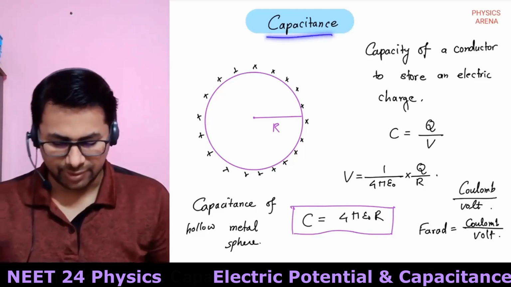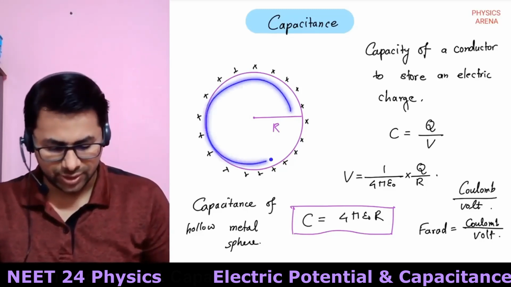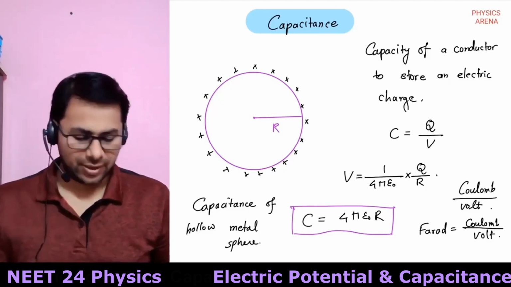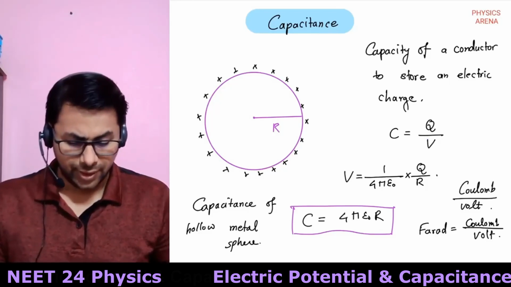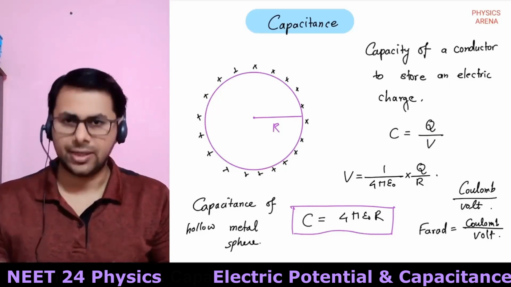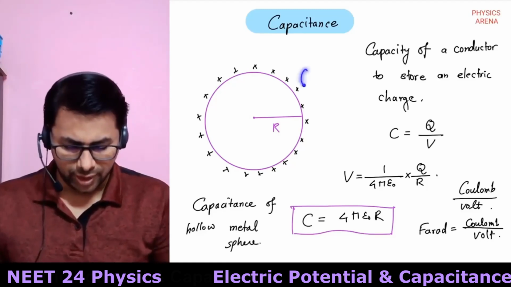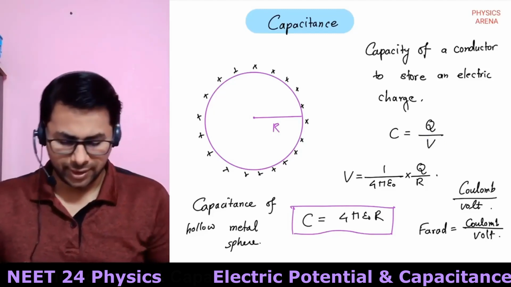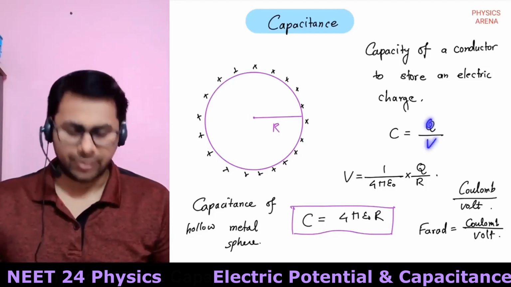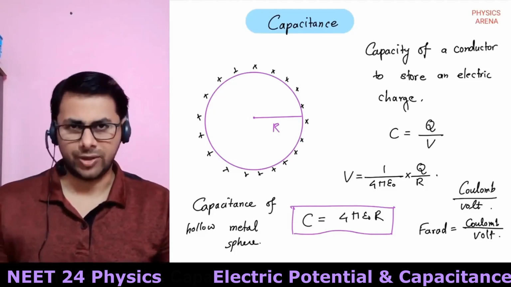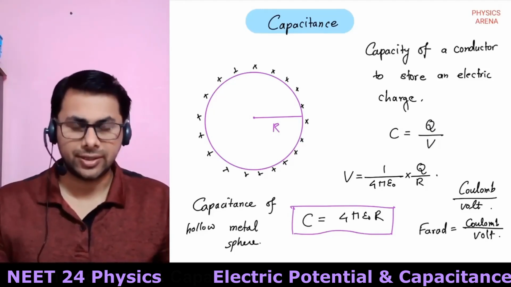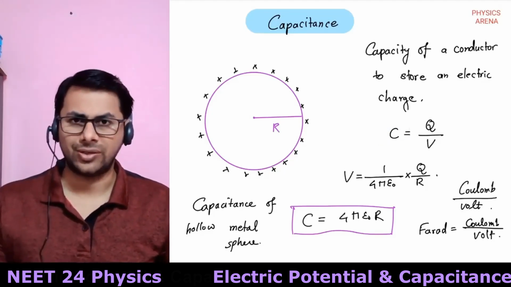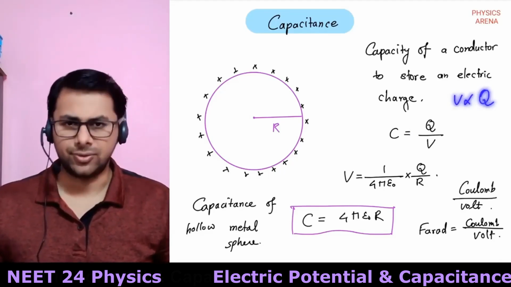Now how do we find this capacitance? For example, suppose you have this conductor, it might be of any shape, and its potential with respect to infinity is V. Now you call that conductor a capacitor. Suppose there is some charge Q on the conductor which creates the potential V. Then its capacity is equal to Q divided by V. If Q increases, V will also increase, so the capacitance will remain constant, because V is directly proportional to Q.